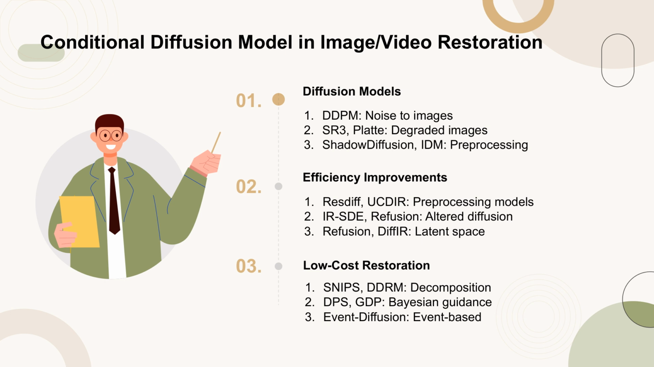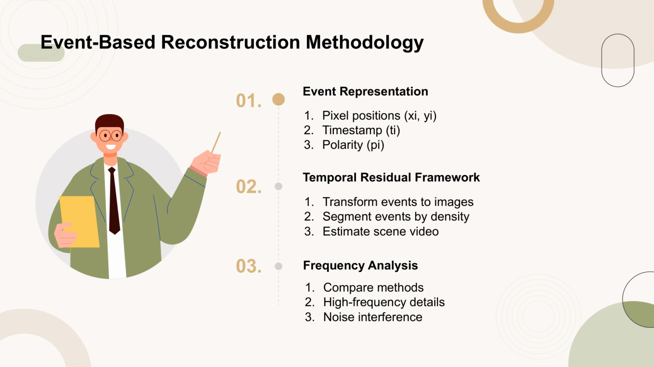Event diffusion applies diffusion models to event-based image reconstruction. In event-based reconstruction, events are represented by their pixel positions, x_i, y_i, timestamps, t_i, and polarities, p_i. The polarity indicates the relationship between scene brightness and time variation. The Temporal Residual Guided Diffusion Framework transforms events into two-dimensional images and segments them based on event density to estimate the scene video. Frequency domain analysis is performed to compare different methods, focusing on the reconstruction of high-frequency details and susceptibility to noise interference.